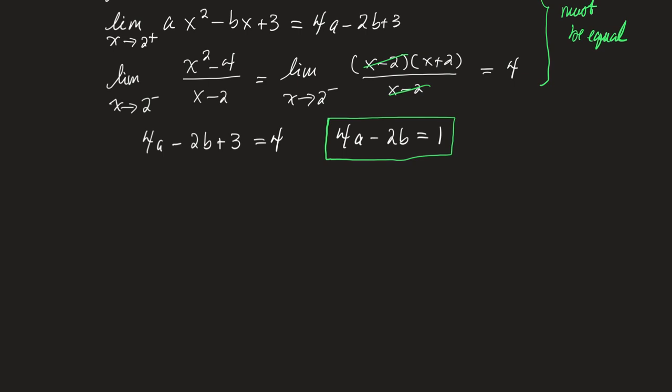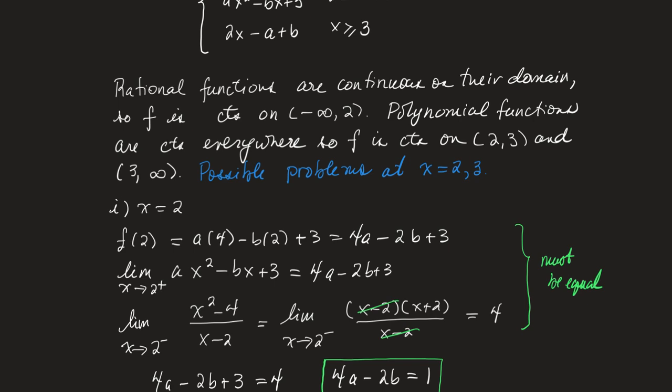All right, so next I need to consider that other breakpoint, which was x equals 3. Let's first consider f of 3. F of 3 is equal to 2 times 3 minus a plus b, because I need to use that part of the function where x is equal to 3. So I'm going to use that piece. And also I'm going to use the same piece when I look at the limit as x tends to 3 from the right.